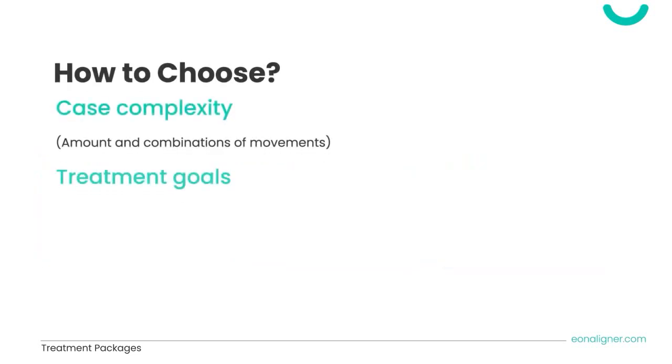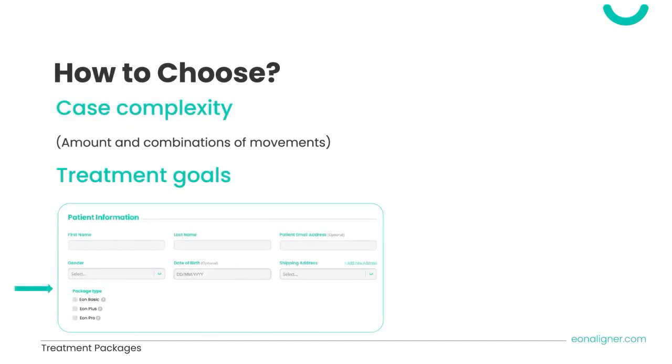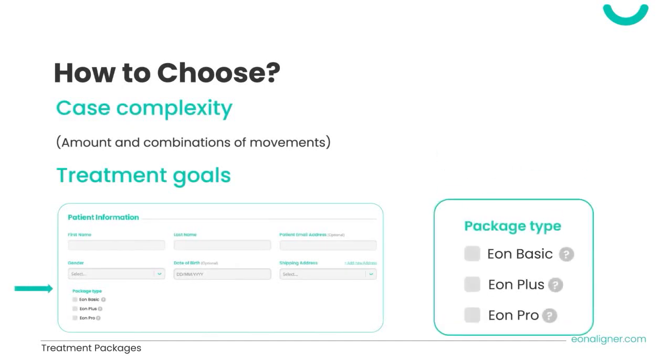So, how do I choose? When submitting your Eon case, you will be required to select the package type for the case as shown here, either Basic, Plus, or Pro. Remember that the main distinction between the packages is the number of aligners. So, the first thing to consider is case complexity, which is reflected in the amounts and combinations of different movements planned to reach the final proper alignment, which will eventually determine the number of aligners. The second point to consider is treatment goals. So, regardless of the complexity of the case, what am I aiming to correct in this treatment?